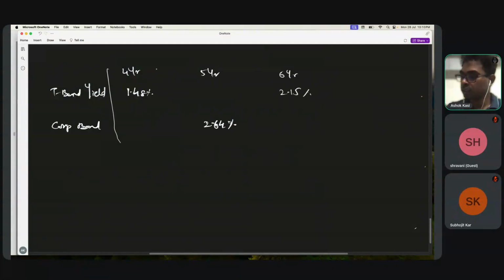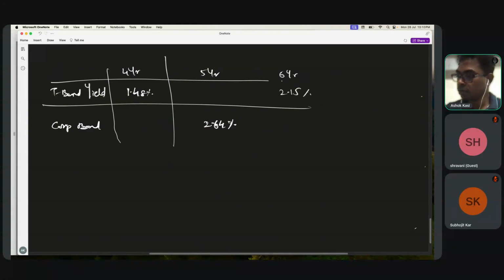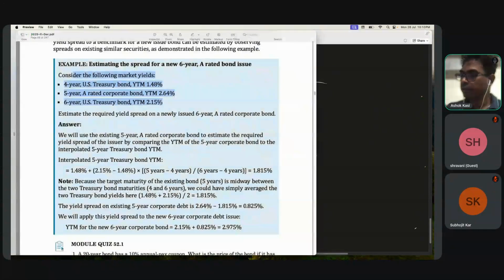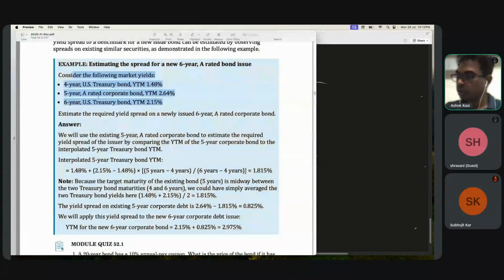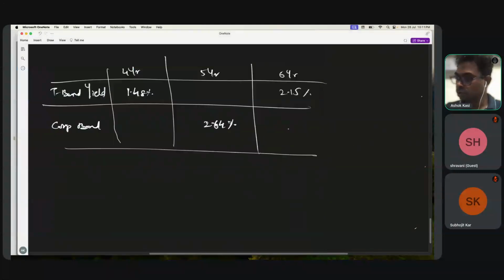Are you able to understand this graph now? Based on the given conditions I have written this. Is it okay? Now what do we have to find out? The 6-year A-rated bond issue. That means the corporate bond. So this is what we need to find out.